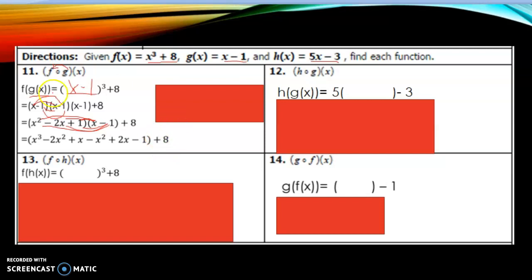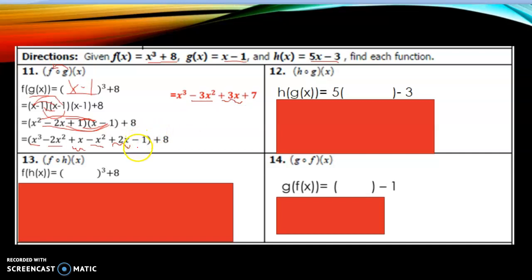Okay, so last step is combining like terms. X cubed has no buddy, so it's just being written. So my box is my last answer: x cubed. Negative 2x squared had a buddy, negative x squared. So that's where this negative 3x squared came from. Then we had positive x and positive 2x. Those are buddies. That's where positive 3x came from.